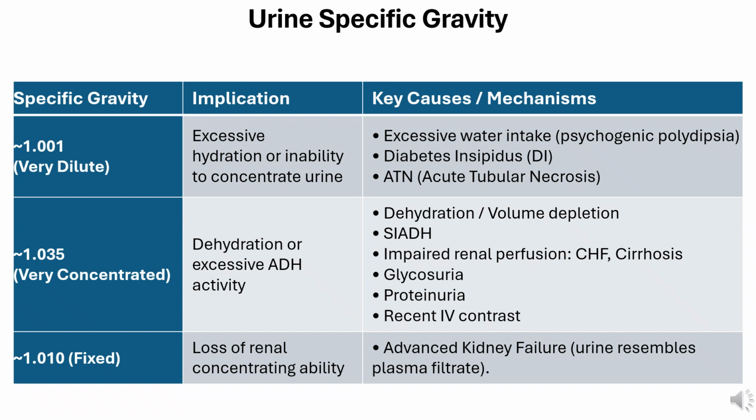If a patient has a specific gravity that seems fixed right around 1.010, no matter whether the patient is dehydrated or overhydrated, the specific gravity doesn't seem to vary very much. This person likely has advanced kidney failure, in which the kidneys lose their ability to regulate urine concentration.